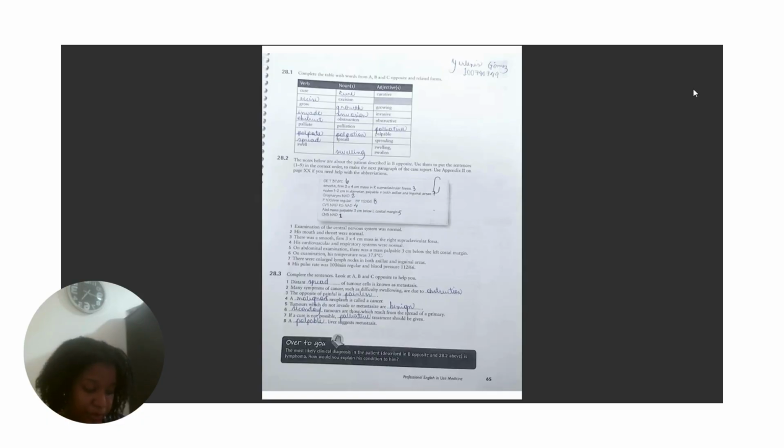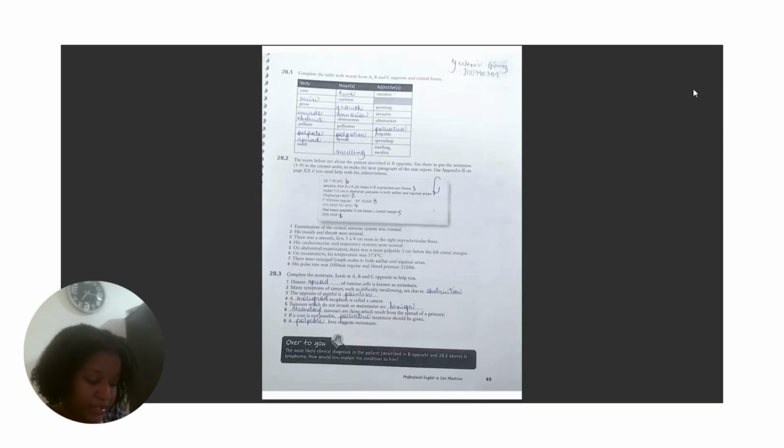6. On examination, his temperature was 37.8 Celsius. That is temperature, the number. 7. There were enlarged lymph nodes in both axillary and inguinal areas. It is nodes 1 to 2 centimeters in diameter, palpable in both axillary and inguinal areas. 8. His pulse rate was 100 per minute, regular, and blood pressure 112 over 66. That is, pulse is 100 per minute, as I say, and blood pressure 112 over 66. Okay.